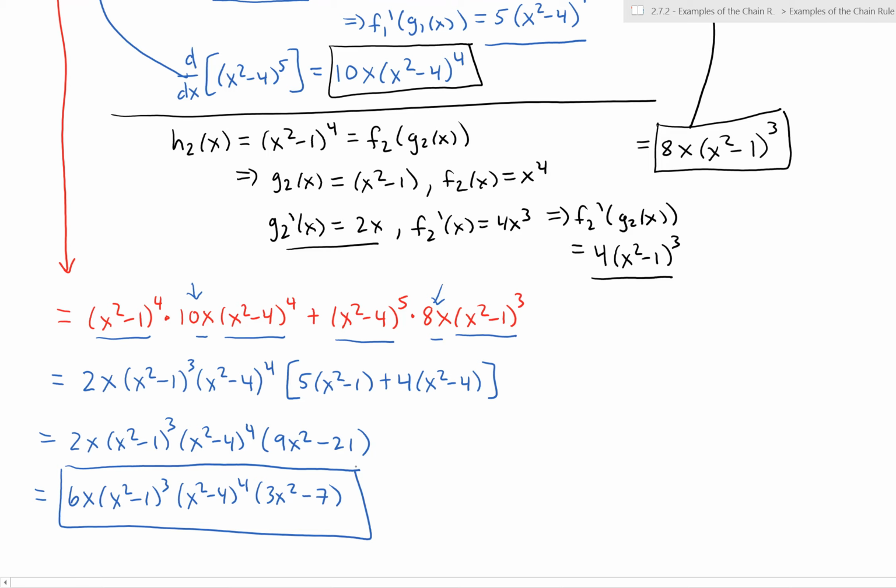So the last 3 parts are just some algebra, right? Cleaning up our result. But that's it. We found it. So this video showed us 4 different examples of using the chain rule to find derivatives of composite functions. And hopefully it gives you an idea of how to move forward on your own, try some on your own, and see if you got it down.